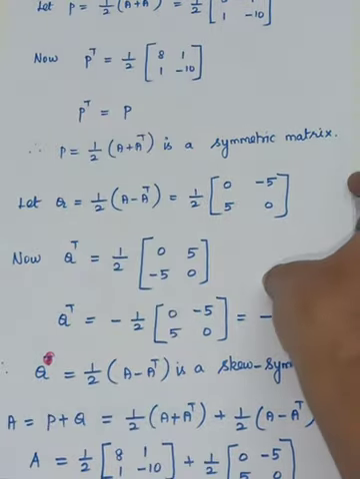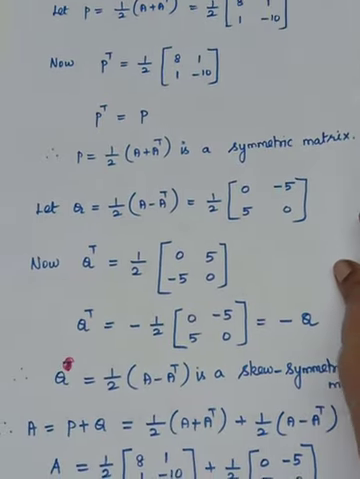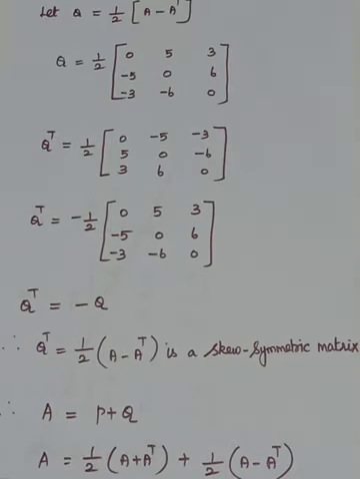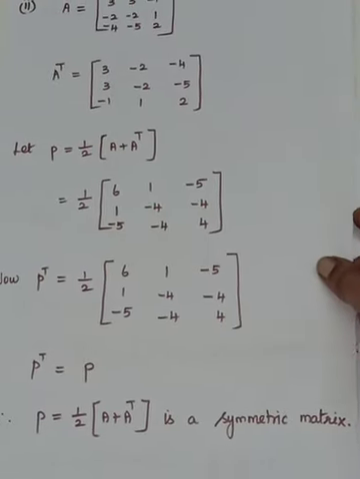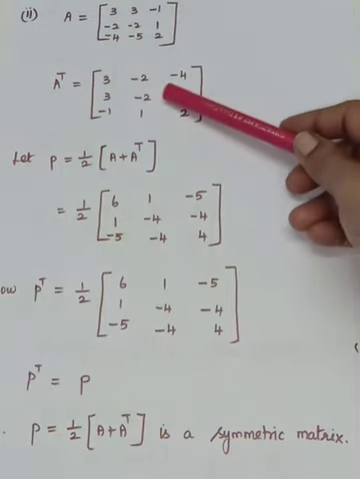In the same way, you have to take the second subdivision. What is the second subdivision? A matrix is 3, 3, minus 1, minus 2, minus 2, 1, minus 4, minus 5, 2. So first we have to find out A transpose. So interchange rows and columns. What is P? It's half into A plus A transpose. So these two matrices first have to be added.